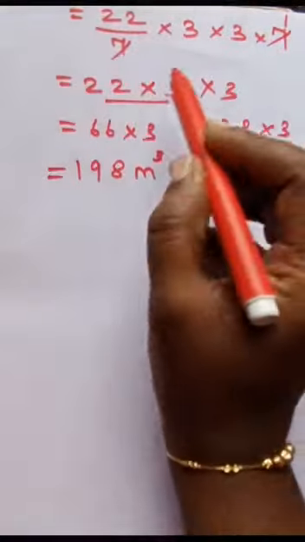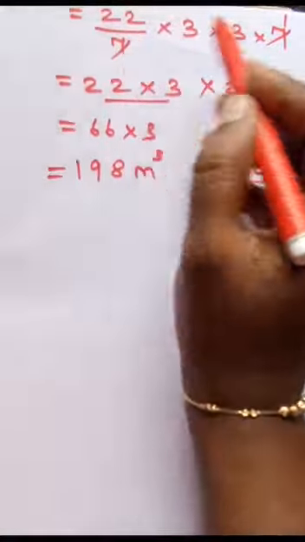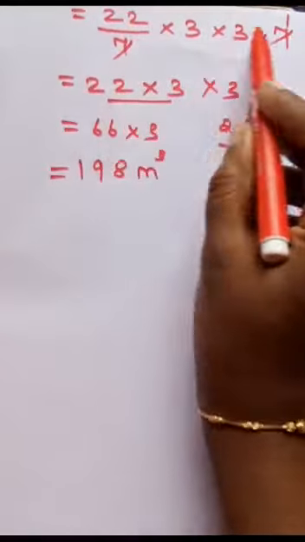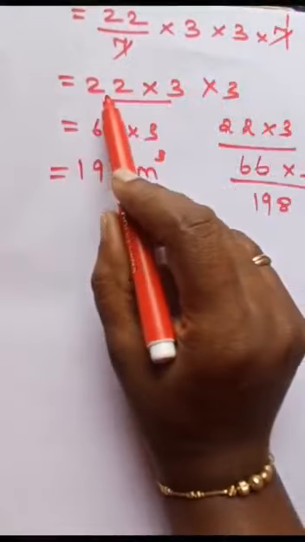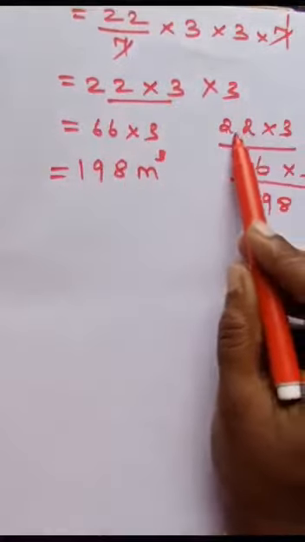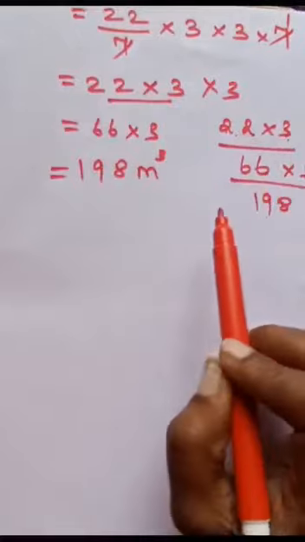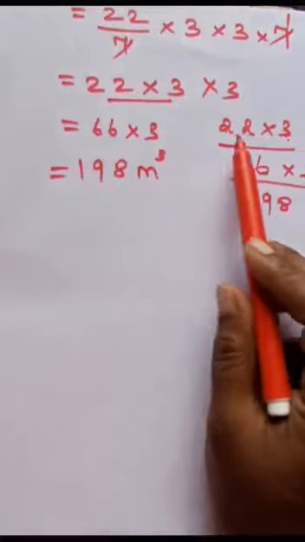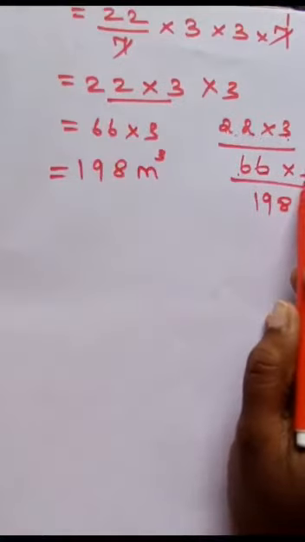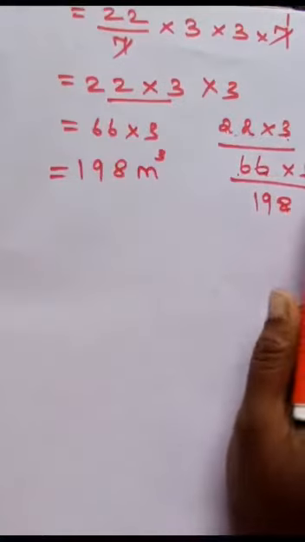Now after substituting, we can cancel this 7 one by one time, and 22. After cancelling this, multiply all with 1. The same value will repeat. 22 into 3 into 3. First you can multiply these two values. 22 into 3 is 66. 3 2s are 6, 3 2s are 6. Again this 66 into 3, we should multiply. Here 3 6s are 18, 8, balance 1, and again 3 6s are 18 plus 1, 19.